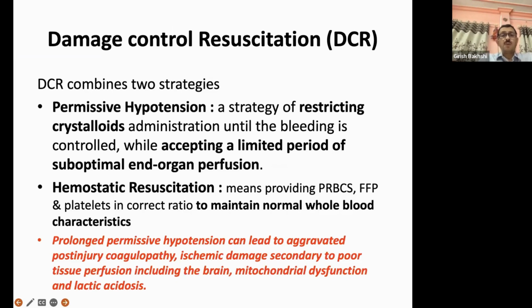Now, a word about permissive hypotension. When we talk about permissive hypotension, the basic concept came that if you give a lot of blood or resuscitate the patient with a lot of crystalloids, the blood pressure shoots up. And if there's a clot which is blocking a bleeding vessel, it will just give way. So the basic purpose of permissive hypotension is that you keep the blood pressure somewhere between 80 to 90 millimeters of mercury systolic.